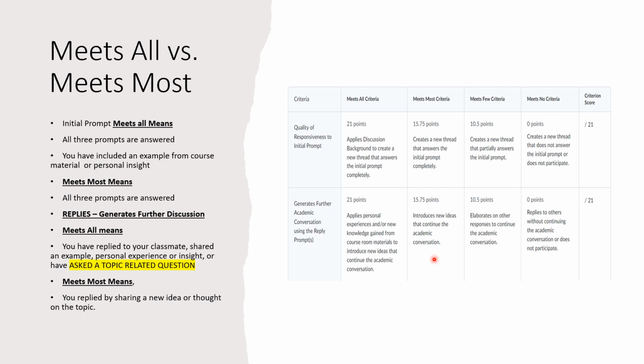Now, a meets most means you're replying, and you're sharing a new insight or thought on the topic. You're just not parroting what your classmates said. Parroting means you're just repeating what they said. You can say that, but you must add why you agree with them, adding a new thought or idea.